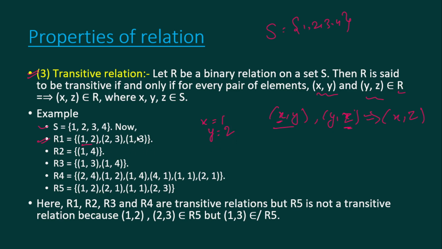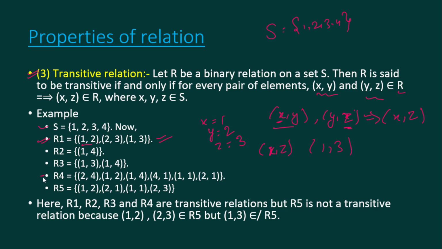Okay, and y comma z is present, so y equals 2 and z equals 3. Then there should also be x comma z present. If x comma z is present, then it is known as a transitive relation. So it is the transitive relation. Now we can see R3.